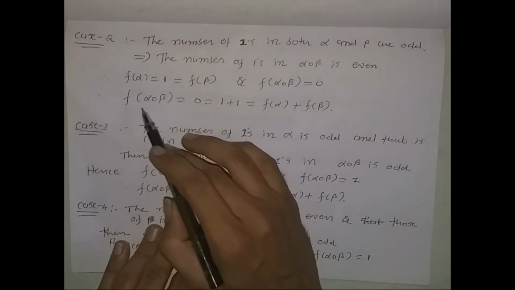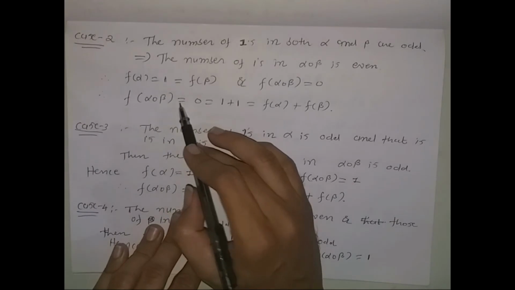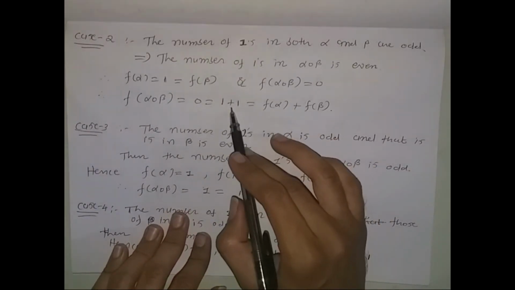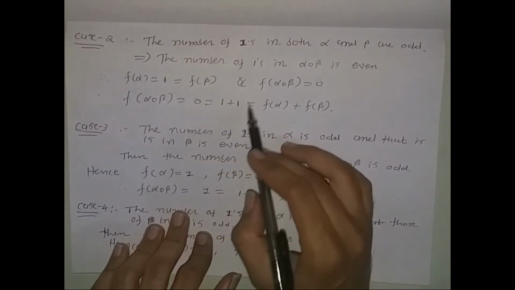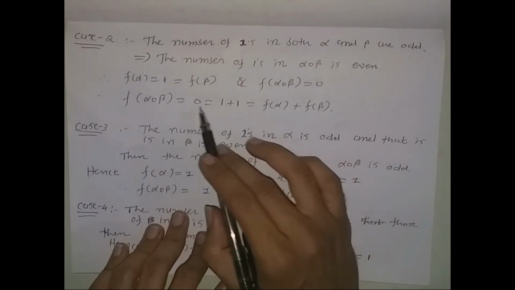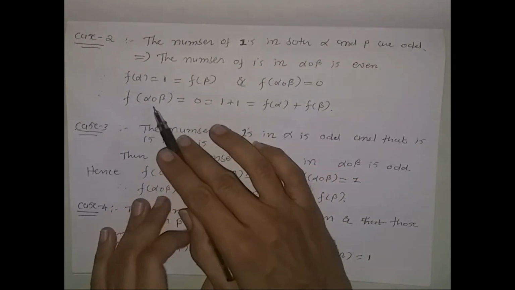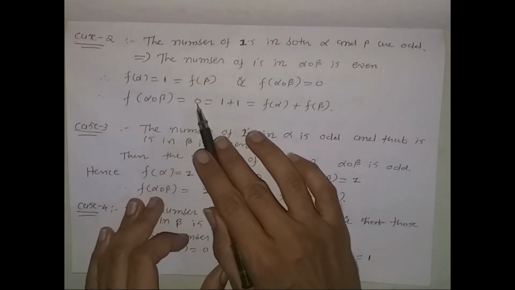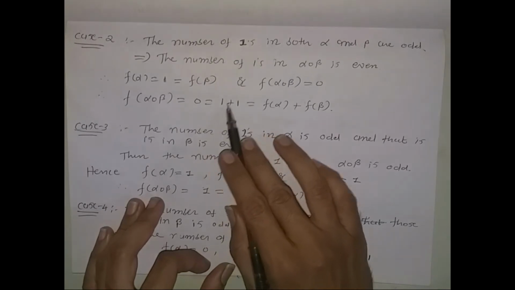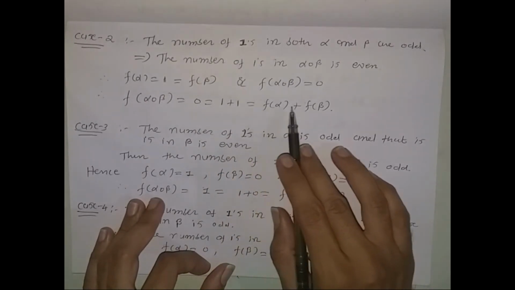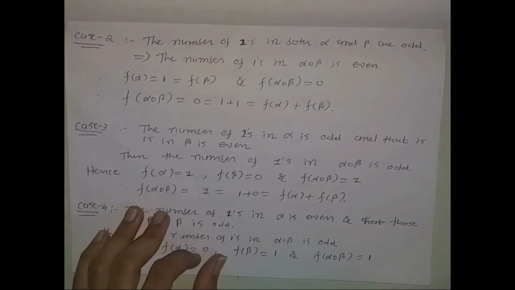Now what is our addition? This binary operation is addition modulo 2, so 1 plus 1 is equal to 2, which is 0. So f of alpha catenation beta is equal to 0. 0 can be written as 1 plus 1, which is equal to f of alpha plus f of beta.